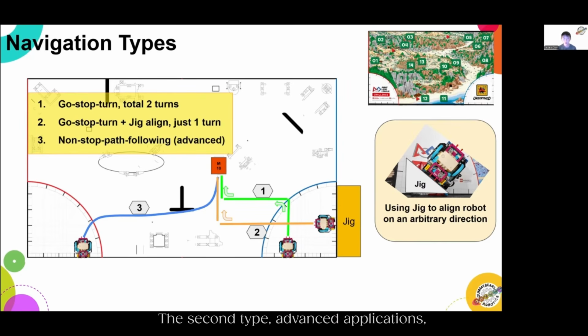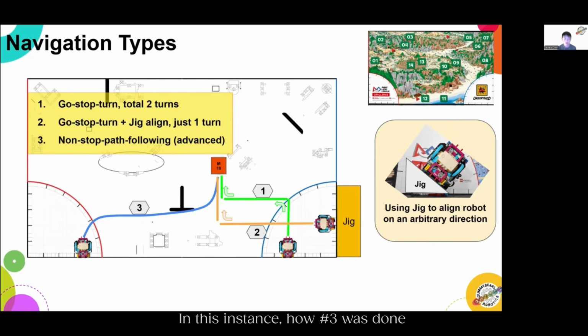The second type, advanced navigations, you can see in route number three. And as you see in the graph of the navigation, it is continuous, so there's no stops. And this generally is more complex, but it can be done more efficiently and faster.